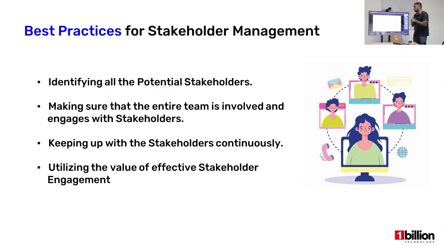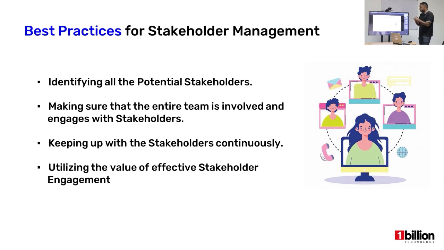So the first one is identifying all the potential stakeholders, all being the operative word in that point. Identifying all the stakeholders can actually help the project succeed even further by the analysis process and engaging them all in the project. All right. So next we have making sure that the entire team is involved and engages with stakeholders. This is really important, because when you are continuing the project, certain members might try to back off from these engagement activities or meetings or things like that. So you need to make sure that the entire team is involved when you are engaging with the stakeholders.